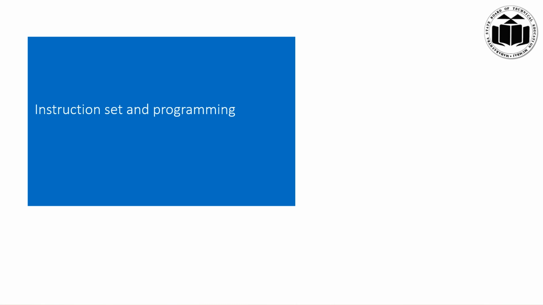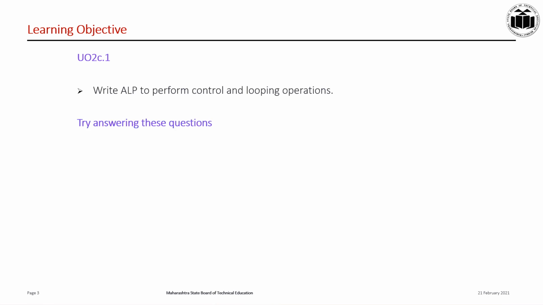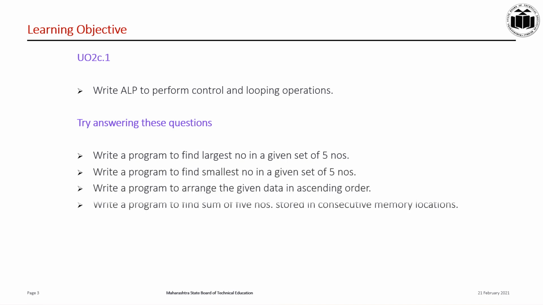Today we are going to discuss assembly language programming to perform control and looping operations from Unit 2, Instruction Set and Programming. So, today's learning outcome is to write assembly language programs to perform control and looping operations. Under this, we will see programs to find the smallest number, largest number, arranging numbers in ascending order, and arranging numbers in descending order.